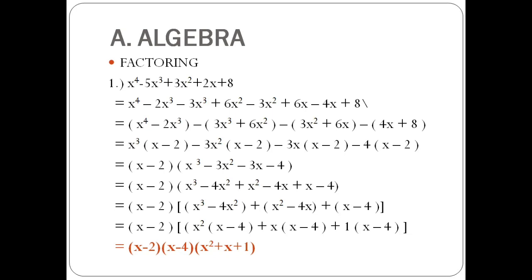To factor this equation, we must first write negative 5x cubed, 3x squared, and 2x as a difference. So it will become x raised to 4 minus 2x cubed minus 3x cubed plus 6x squared minus 3x squared plus 6x minus 4x plus 8. Next, we will group them into binomials.